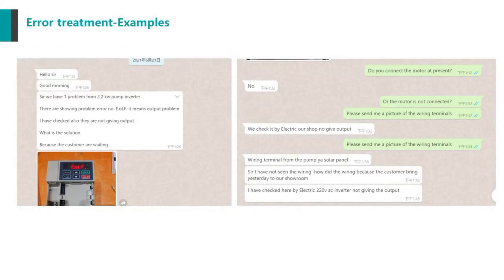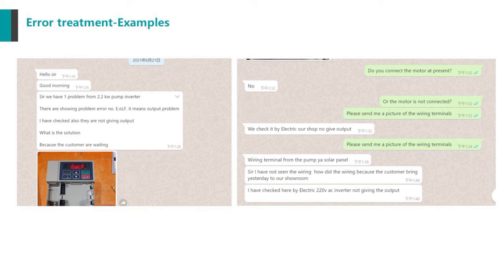Here is another example for the error treatment. One day, another customer contacted me and sent a fault display. We could see it is E.OLF. Just now I introduced that E.OLF is output phase loss protection. The first time I saw this fault, I thought, okay, this customer may be using a single phase pump.